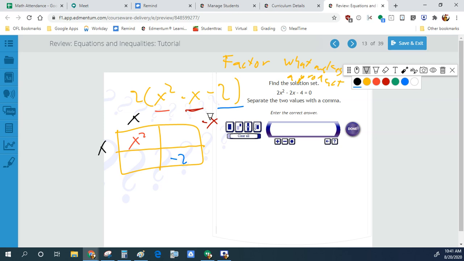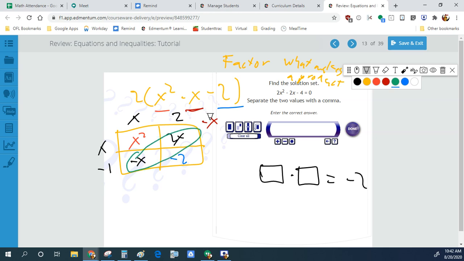And I'll answer at once. So what times what gives us -2? Yeah, -1 times +2. Let's check this out. So if we do this, we get -x and 2x. But I came across a problem here because if I add these two together, I get +x, not -x.